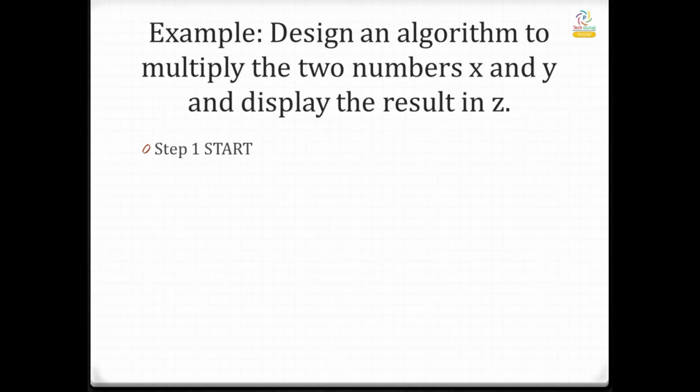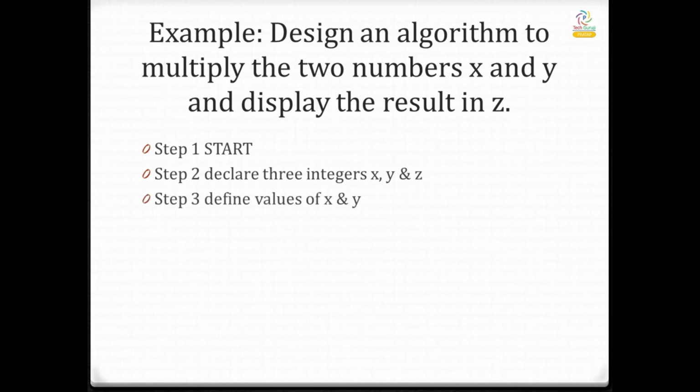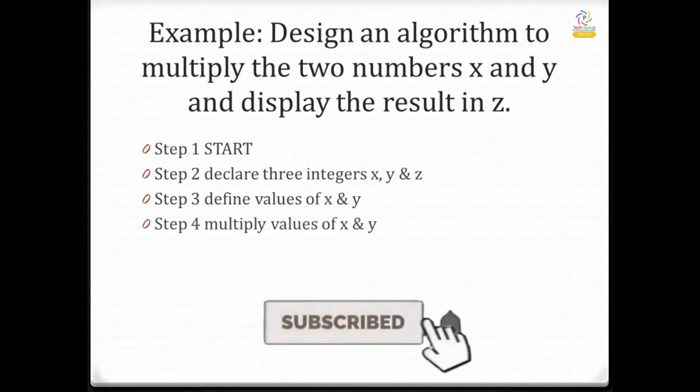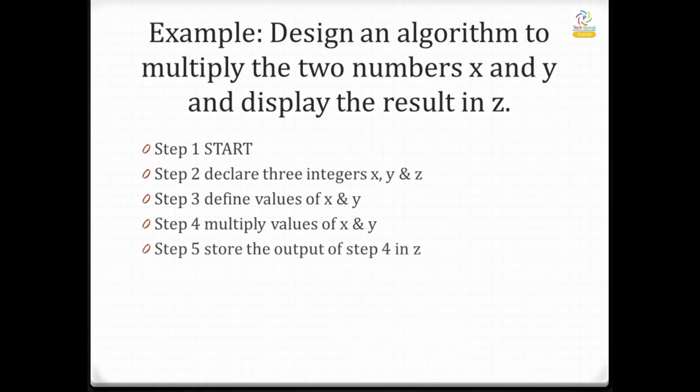An algorithm to multiply two numbers x and y and display the result in z. Step 1, start. Step 2, declare three integers, that is x, y and z. Step 3, define values of x and y. Step 4, multiply values of x and y. Step 5, store the output of step 4 in z. Step 6, print z. Step 7, stop.